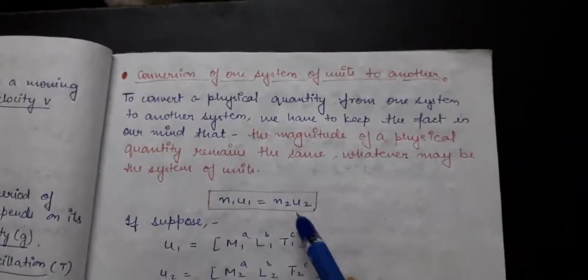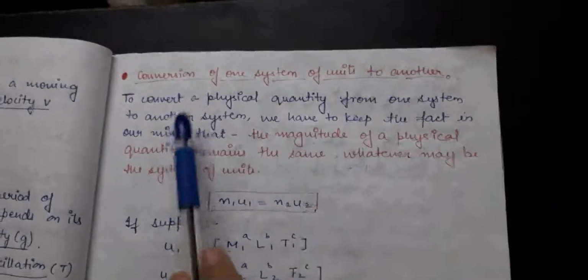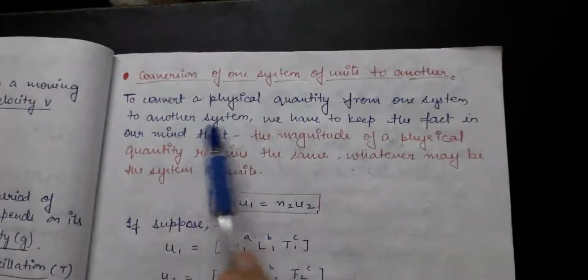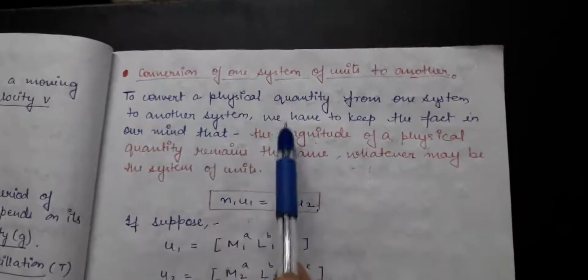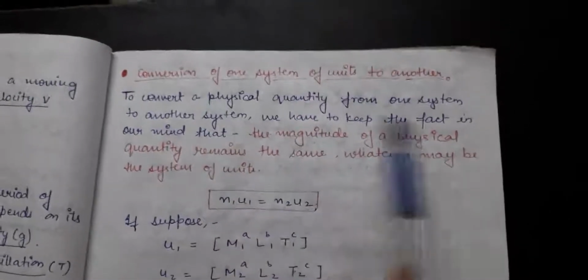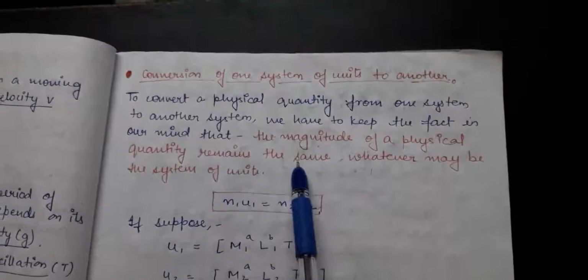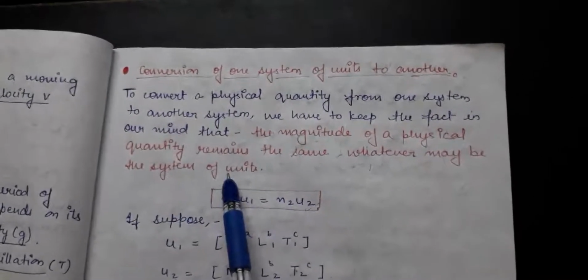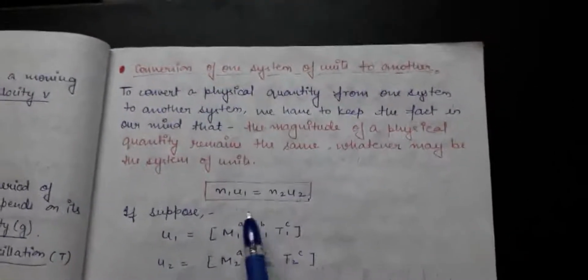So this is the formula which has been given to you. First of all, to convert a physical quantity from one system to another, we have to keep in mind the fact that the magnitude of a physical quantity remains the same whatever the system of units may be. Means what? Suppose we have been given one formula, n1 u1 equals n2 u2.